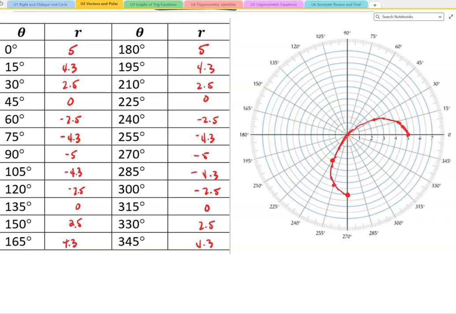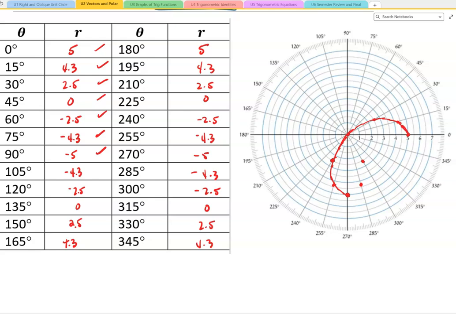Now you might be tempted to think that that's going to be a circle, but let's keep plotting some points and check this out. So I've gotten all of these. If I face 105, I go back 4.3. That's this position. If I face 120, I go back 2.5. That's this position. Oops, sorry, this position.